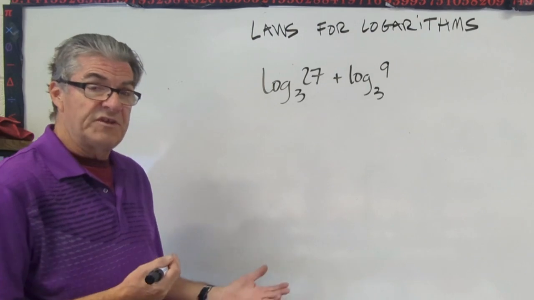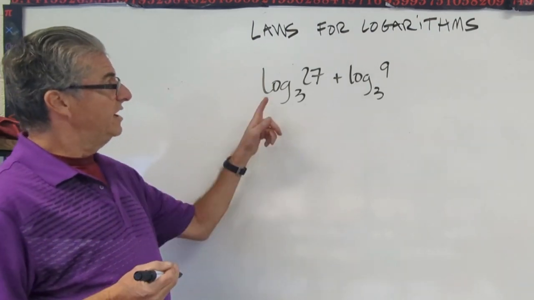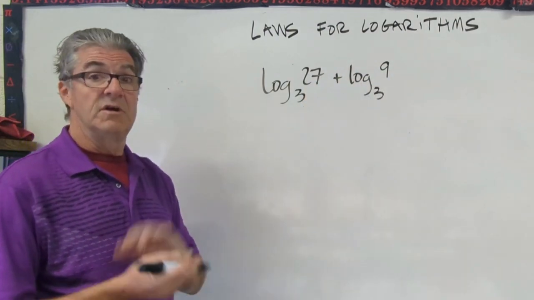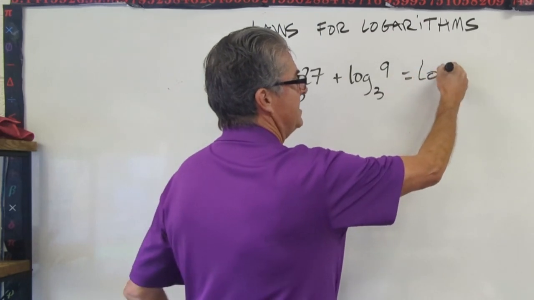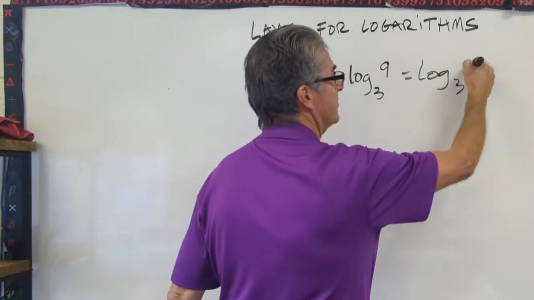All this involves critical thinking with exponents, powers, and bases, things like that. So here we have a log base 3 of 27 plus 9. So check it out. You know how to do this one. This is just going to be log base 3 of 27 times 9, which is 243.